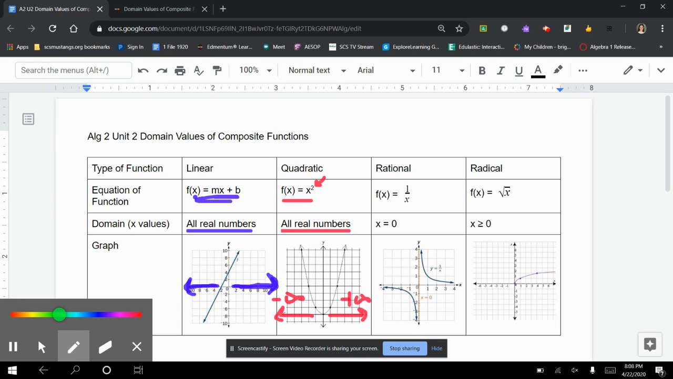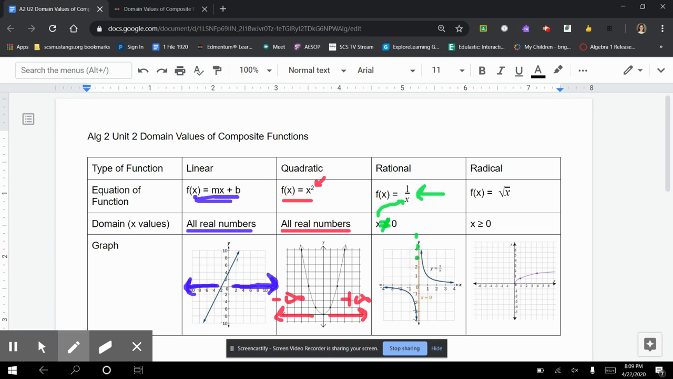Another one that we can look at and work with is our rationals. Rationals are anything that has a variable in the denominator. And the big deal is that whatever is in the denominator cannot be equal to 0. So you've got to take it, set it equal to 0, and whatever doesn't work out cannot be in your domain.